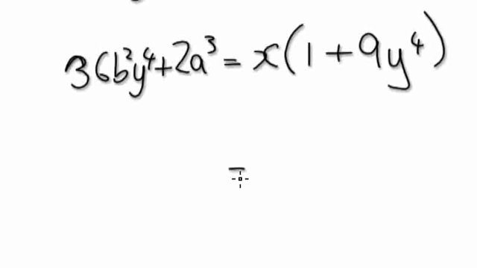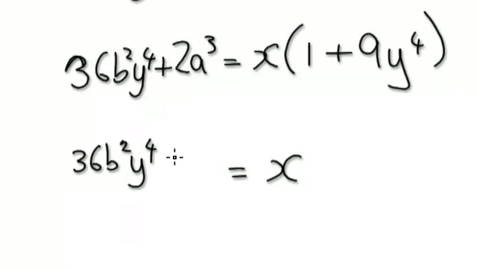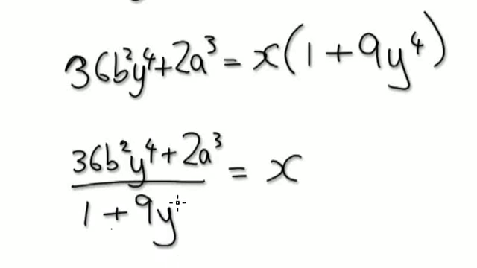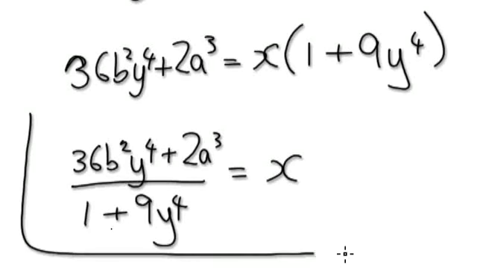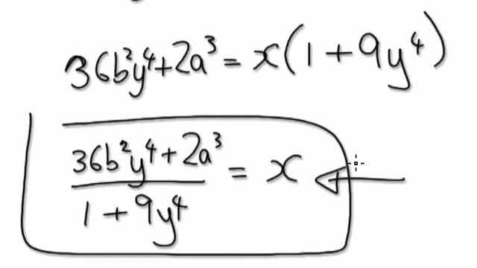Now divide both sides by the brackets. So on this side, it will be x. And on this side, it will be 36b squared y to the power 4 plus 2a to the power 3 over 1 plus 9y to the power 4. So, ta-da! You're done.